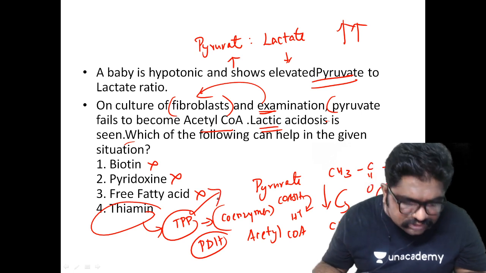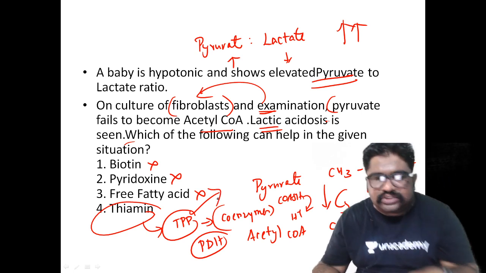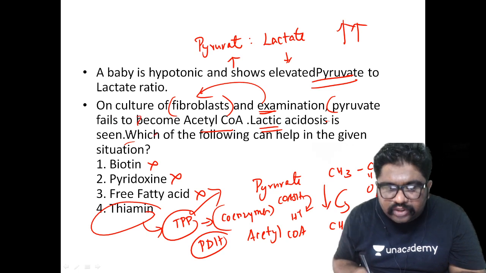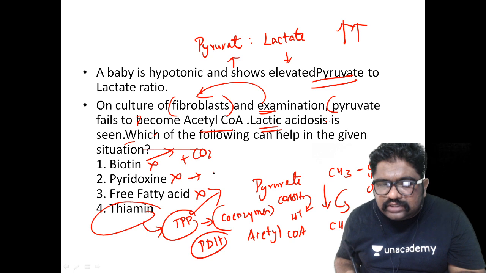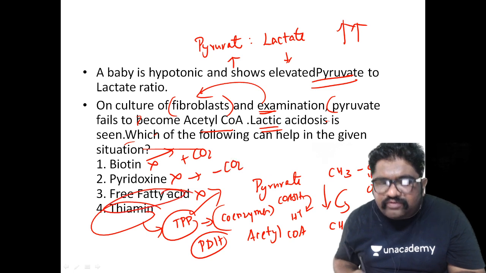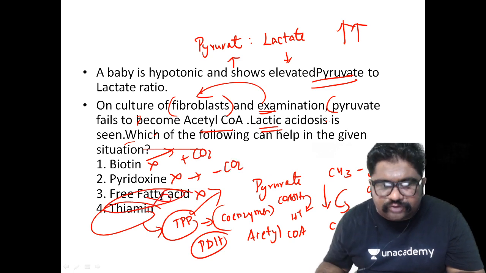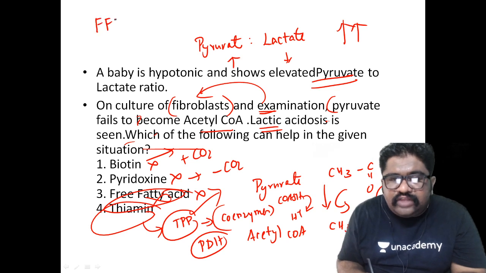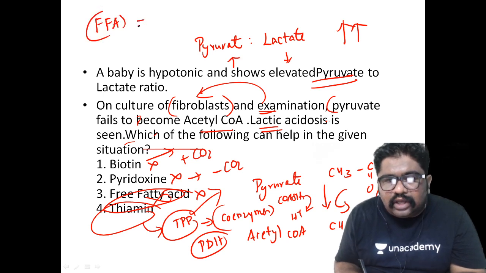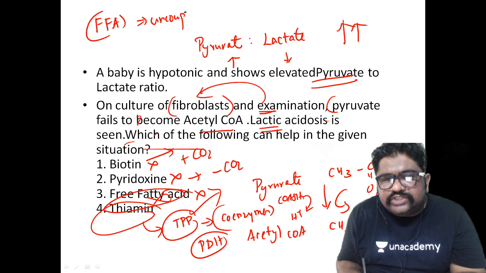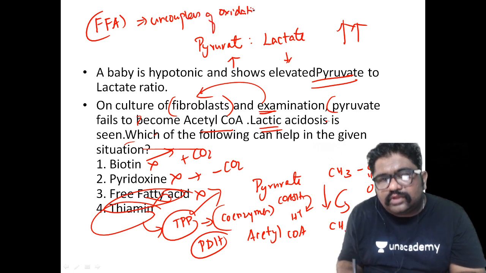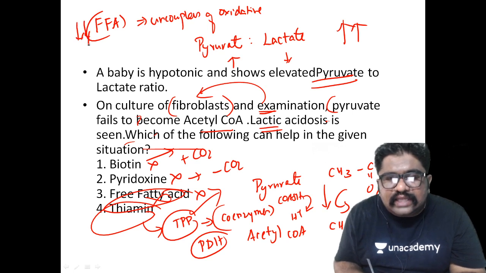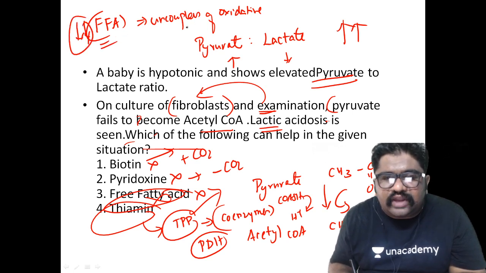Did you understand this? Excellent, Avinash Mukherjee. Biotin: the function of biotin is that biotin helps in addition of carbon dioxide. Pyridoxine helps in removal of carbon dioxide. Free fatty acids are uncouplers of oxidative phosphorylation. Mark my words, free fatty acids are uncouplers of oxidative phosphorylation. Even a lesser amount of free fatty acids can be uncouplers of oxidative phosphorylation.